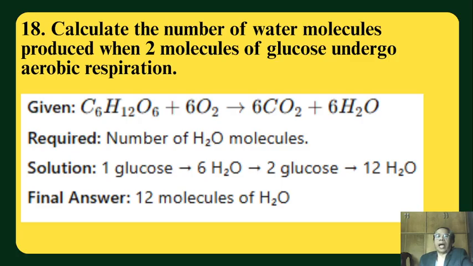So since the question is how many water molecules will be produced when 2 moles of glucose undergo respiration, then therefore 2 moles of glucose will produce 12 moles of water. So the final yield, or the final answer: 12 molecules of water, or 12 moles of water, will be produced if we are going to use 2 moles of glucose.